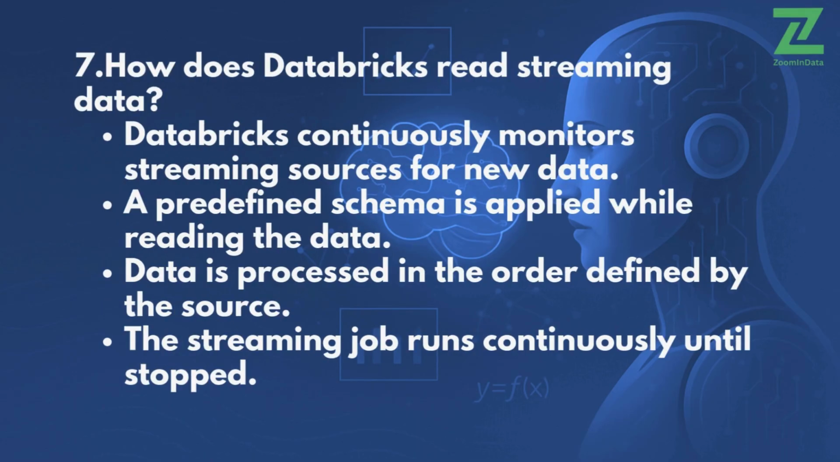How does Databricks read streaming data? Databricks continuously monitors streaming sources for new data. A predefined schema is applied while reading the data. Data is processed in the order defined by the source. The streaming job runs continuously until stopped.